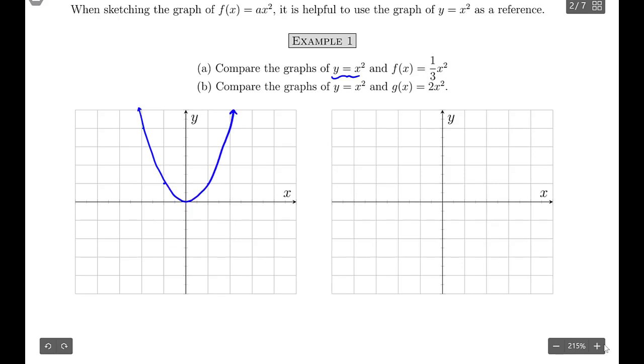That actually didn't turn out half bad. I'm kind of proud of myself. But there's our graph of y equals x squared.